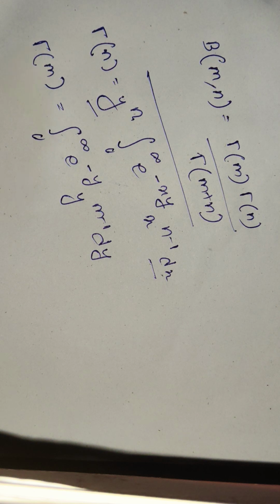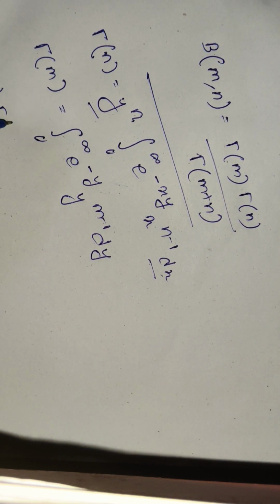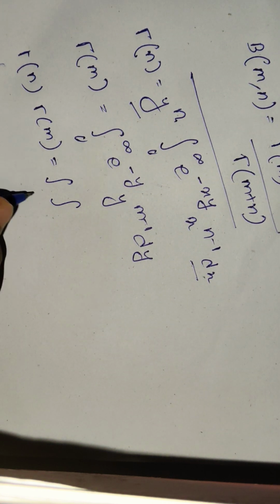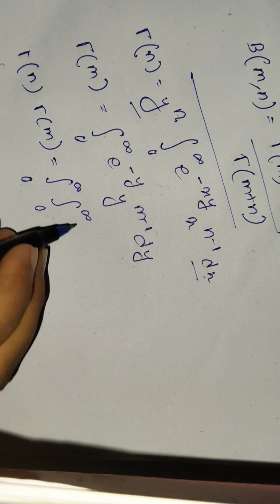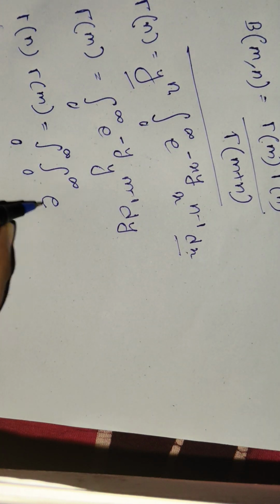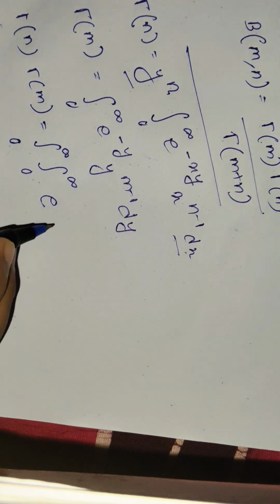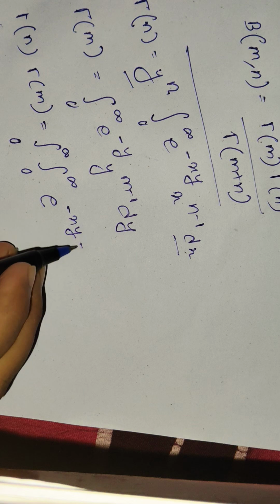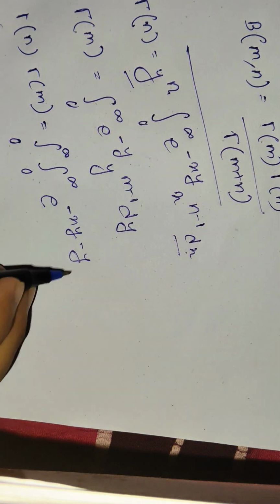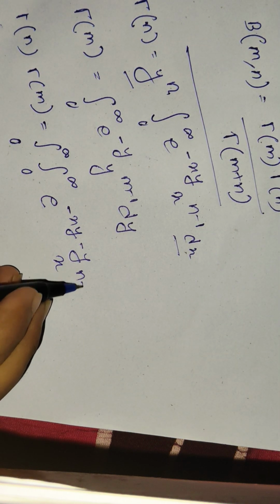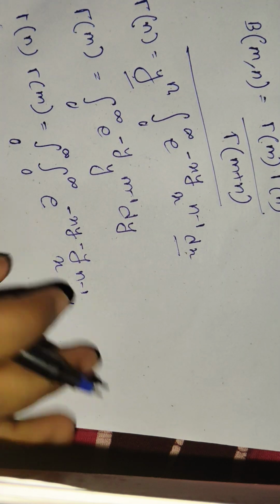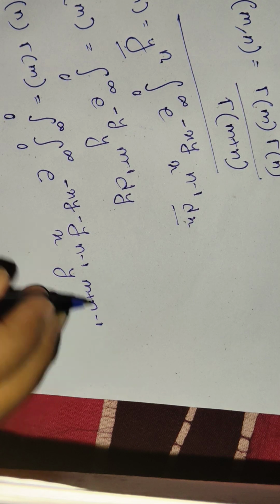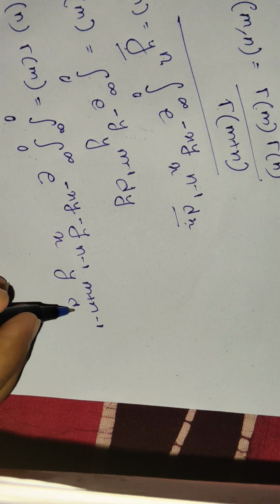Now let's talk about the multiplication of gamma n and gamma m. So this will be equal to a double integral, be careful, a double integral of e to the power minus x y minus y. This is x to the power n minus 1. This is y to the power m plus n minus 1. It is very easy to understand. There will be a dx into dy.